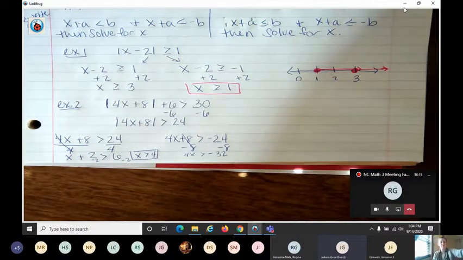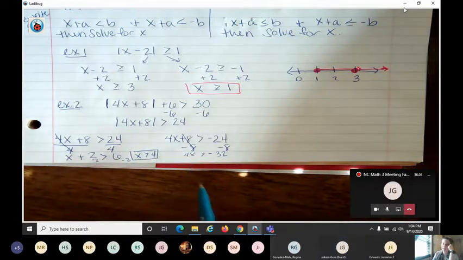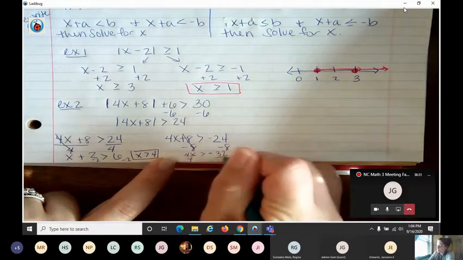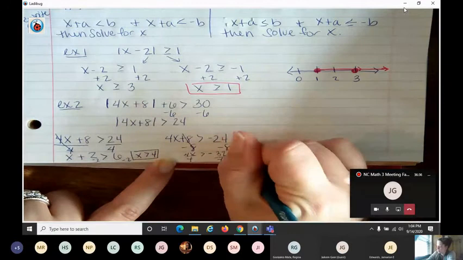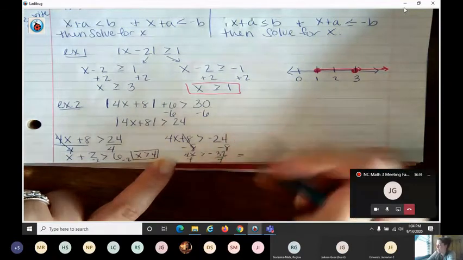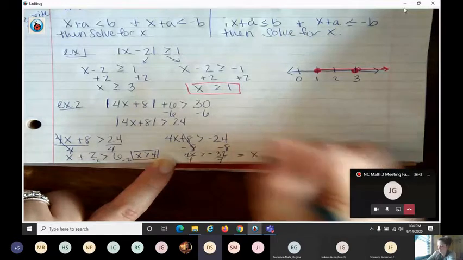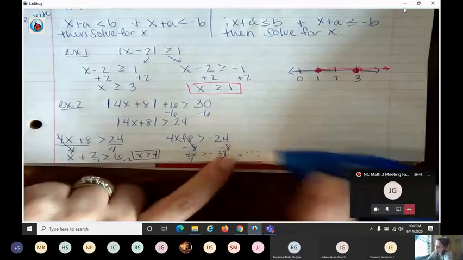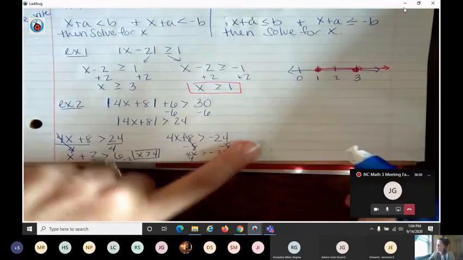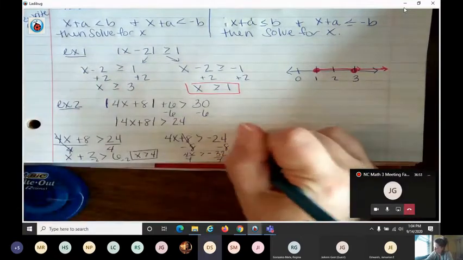Thank you. Daisy, are you here? Yeah. So what do I do to get this x by itself? What's the very last step? Divide by 4. Perfect. So I'm going to divide by 4 on both sides. Okay, and what's negative 32 divided by 4? Negative 8. Yeah, so I'm going to get that. So the x is going to be greater than negative 8.